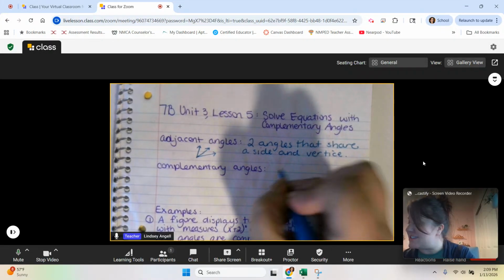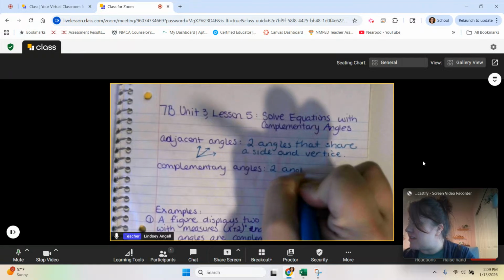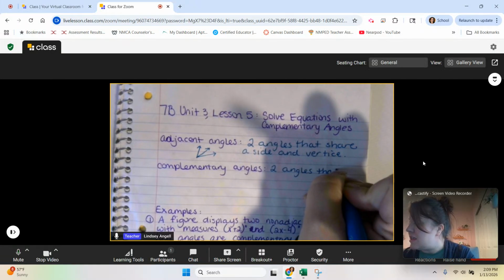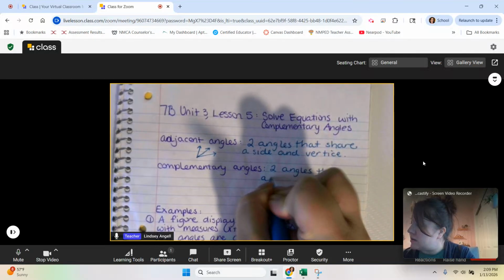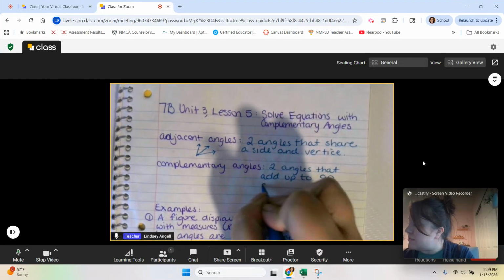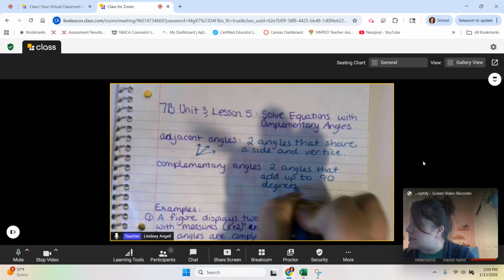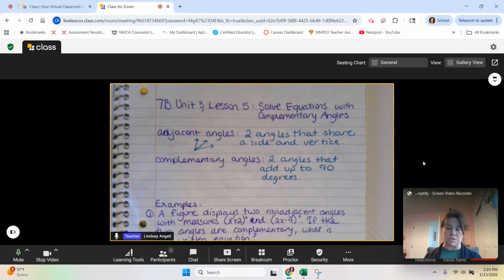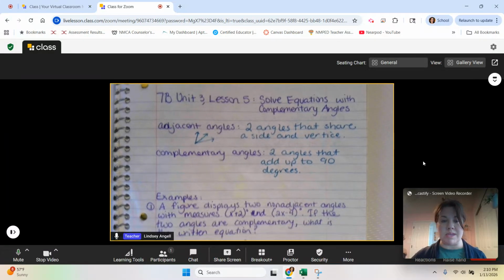Okay, complementary angles are two angles that add up to 90 degrees. Okay, so those are two very important definitions in order for us to know how to actually set up and solve different equations within geometry. Okay, so let's get into some examples.